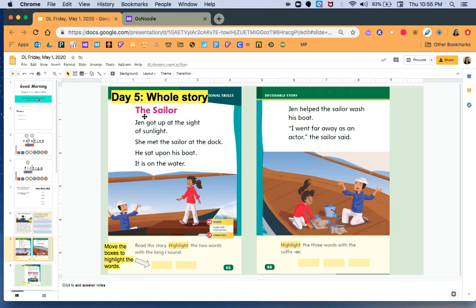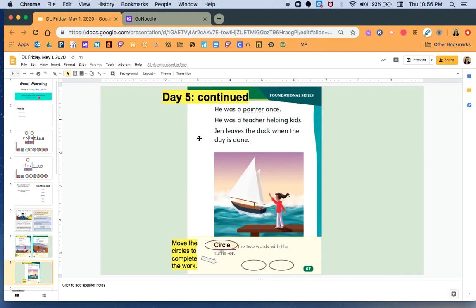Here we go. The sailor. Jen got up at the sight of sunlight. She met the sailor at the dock. He sat upon his boat. It was on the water. Jen helped the sailor wash his boat. I went far away as an actor, the sailor said. He was a painter once. He was a teacher helping kids. Jen leaves the dock when the day is done. Wow, that sailor did lots of different things.